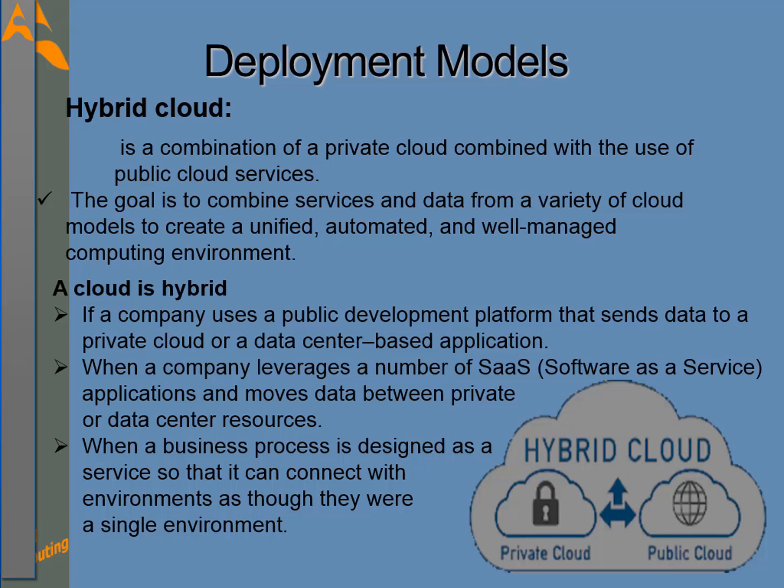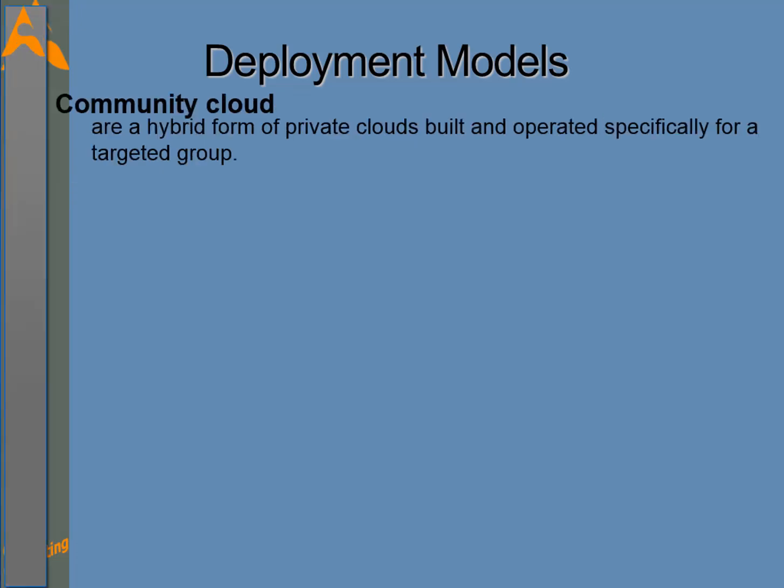A cloud is hybrid if a company uses a public development platform that sends data to a private cloud or a data center-based application. When a company leverages a number of SaaS, software as a service, applications and moves data between private or data center resources. And when a business process is designed as a service so that it can connect with environments as though they were a single environment. Now let's discuss community cloud deployment model.